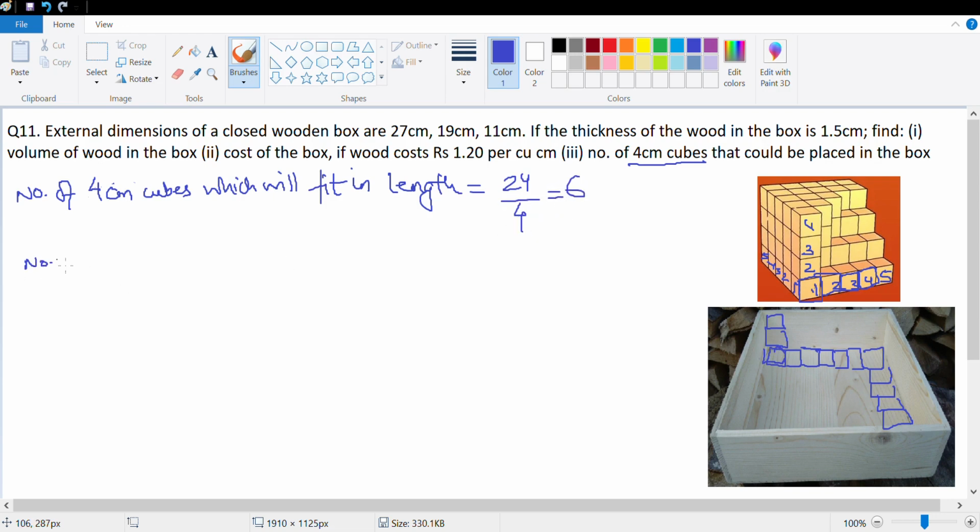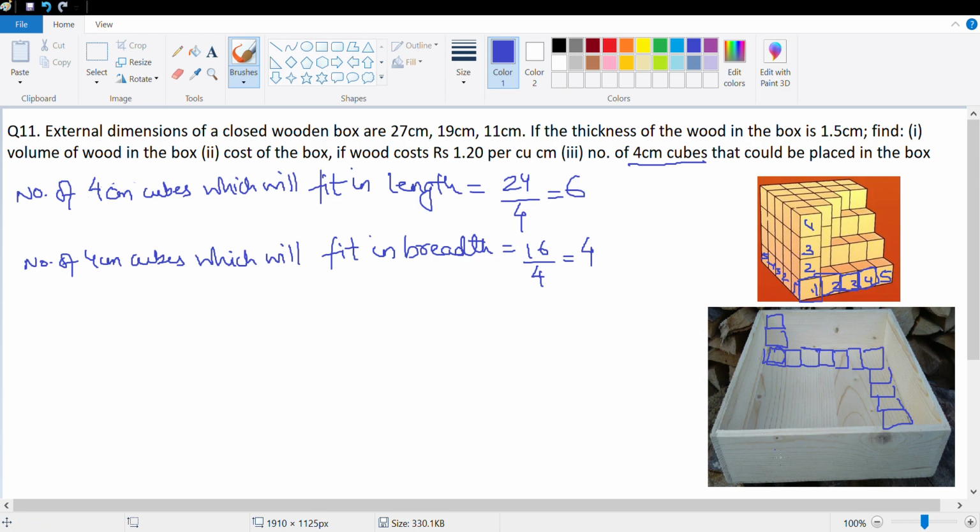Similarly, number of 4 centimeter cubes which will fit in breadth. What was the breadth that we calculated? Breadth was 19 minus 3, which was 16. So the total breadth is 16. One box is of 4, which means 4 of these will fit.